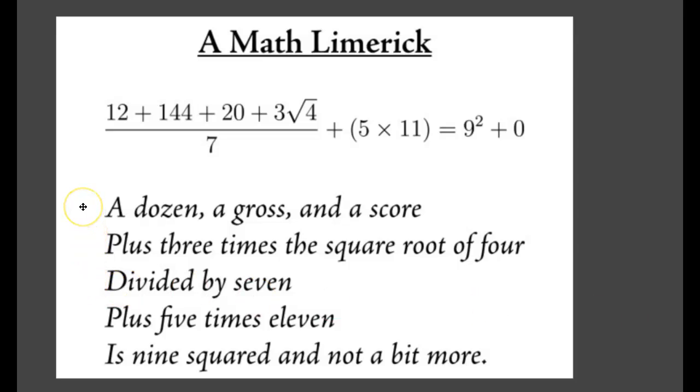It says, a dozen, a gross, and a score, plus 3 times the square root of 4, divided by 7, plus 5 times 11, is 9 squared and not a bit more. So let me see if I can show that to you while I'm talking about it. A dozen, a gross, and a score, plus 3 times the square root of 4, divided by 7, plus 5 times 11, equals 9 squared and not a bit more.